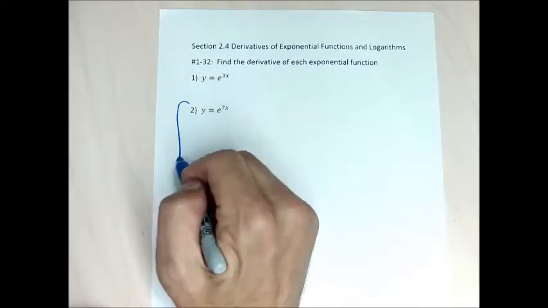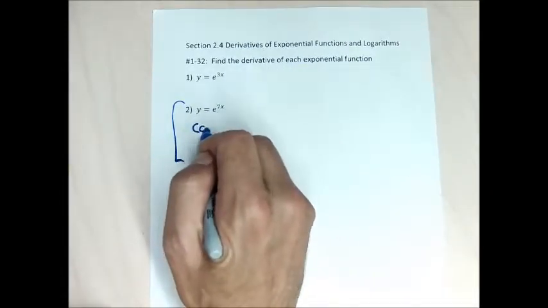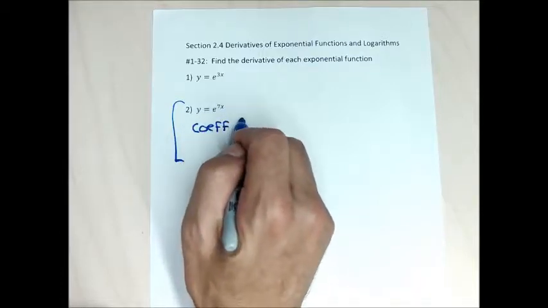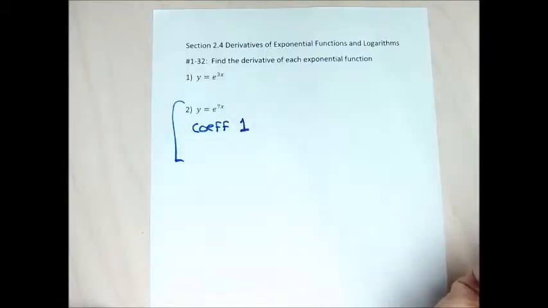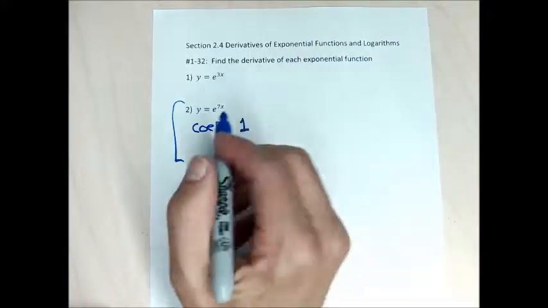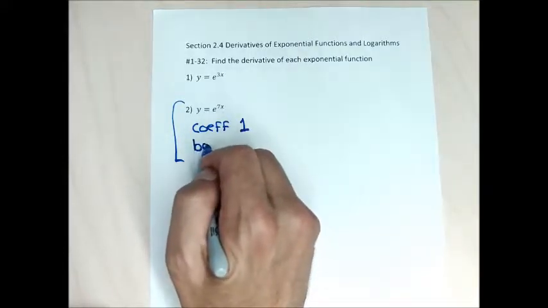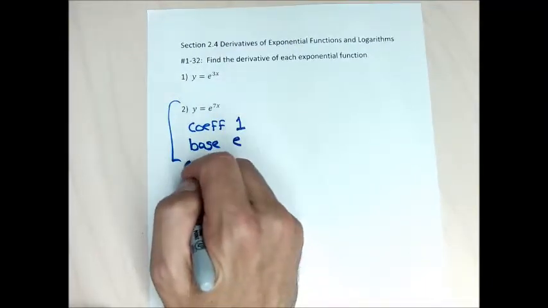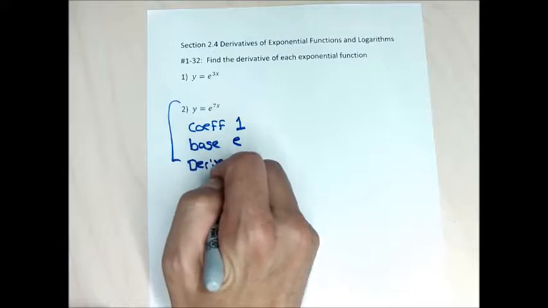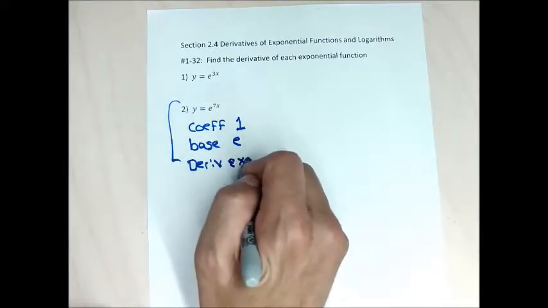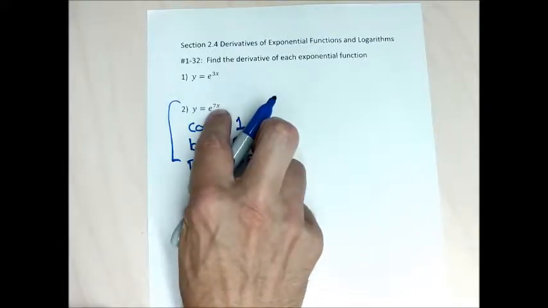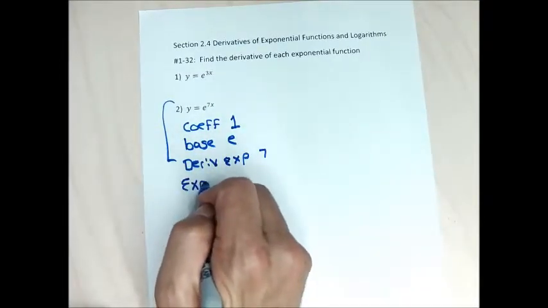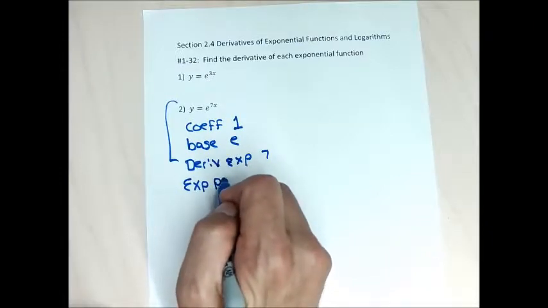To do an exponential derivative, I need to know the coefficient. If there isn't a number lifted to the left of the exponential piece, the coefficient is assumed to be 1. You won't need to include it in the answer. You need to know the base. In this case, the base is e. I need the derivative of the exponent. The derivative of 7x is just the number in front of the x, which is 7. And the exponential piece, well, the whole piece is the exponential piece here because there isn't a coefficient.